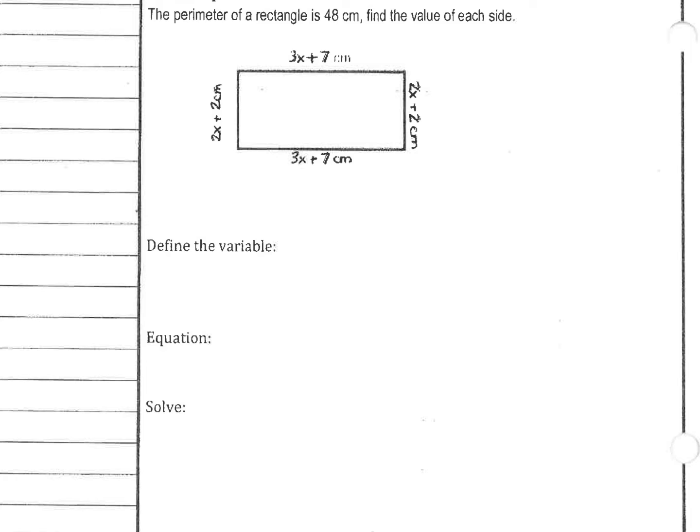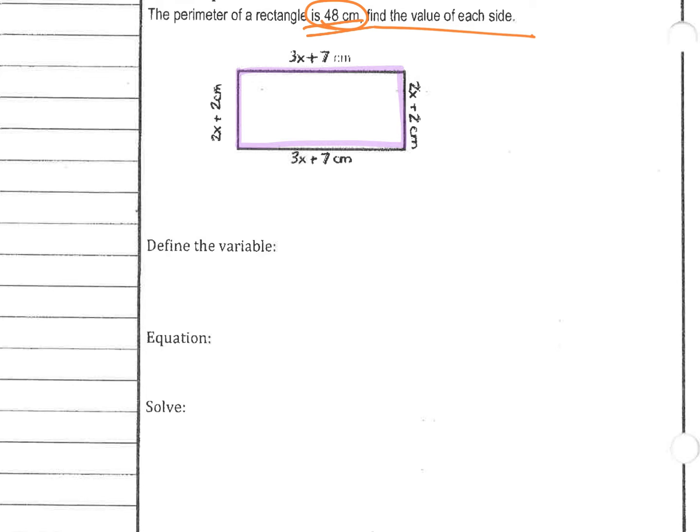And we can use that same idea when we have perimeters and we're trying to find those sides and what x actually equals. So in this problem, they tell us the perimeter of our rectangle is 48 centimeters. Find the value of each side. I know perimeter is if I add the sides together, so I need to add all 4 sides. And then I'm going to have it equaling my total.